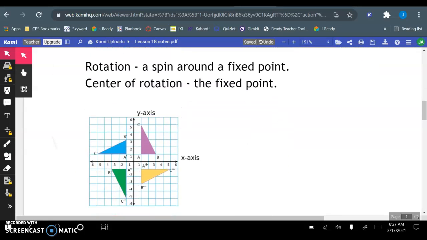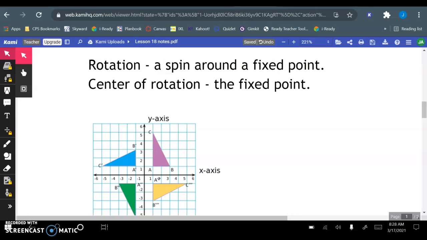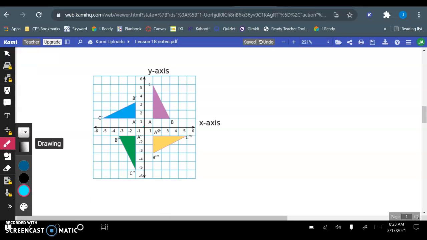Next, we have rotation, and a rotation is a spin around a fixed point. Spin is the keyword. That fixed point is called the center of rotation. In this picture, the center of rotation is the origin of the graph. If we started with the purple image, then the blue image would be 90 degrees counterclockwise, and the green image would be 180 degrees. The green image is 180 degrees clockwise and counterclockwise. It doesn't matter which way you go, you're still going to end up there.